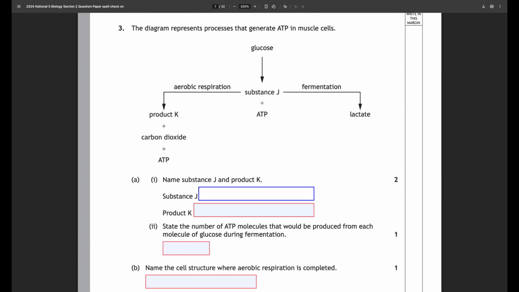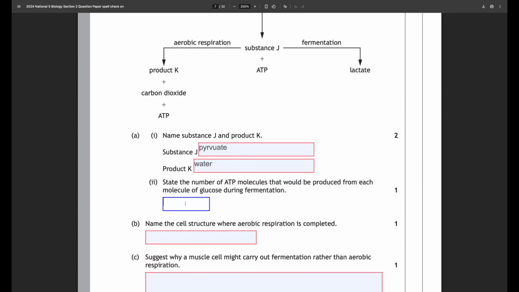Part 1, we have to name substance J and product K. Substance J is the product of the breakdown of glucose, and the breakdown of glucose produces 2 molecules of pyruvate. Product K is the waste product produced at the end of aerobic respiration. Now we look at the other two, we've got carbon dioxide and ATP listed already. So the one that's missing there is going to be water. So pyruvate and water. If we know our respiration reactions, then we should know those. If you don't know them yet, I would suggest having a good look over 1.6 and memorizing those reactions so that you do know them.